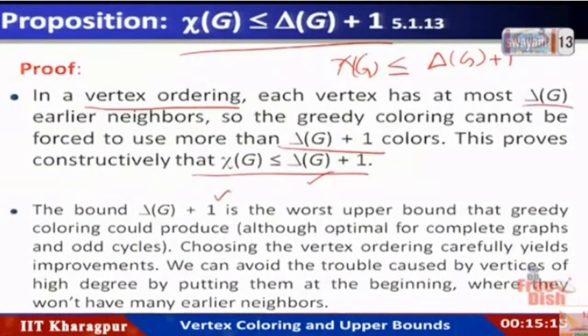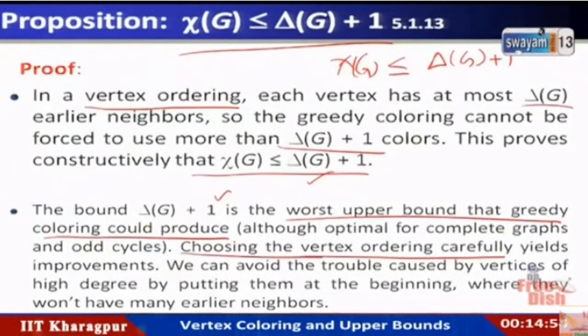Now, this maximum degree plus 1 bound is the worst upper bound that the greedy coloring algorithm could produce, although this becomes optimal for a complete graph and odd cycles. Now, choosing this particular greedy coloring algorithm depends upon choosing the vertex ordering. So, if the vertex ordering is chosen very carefully, it will improve this particular bound further.